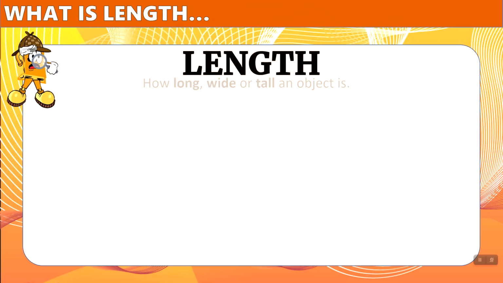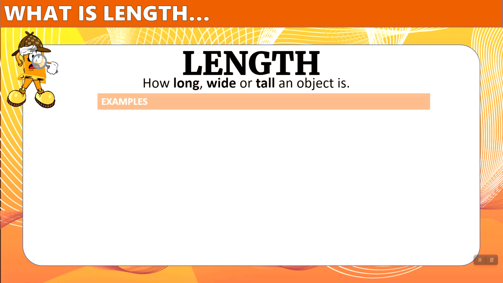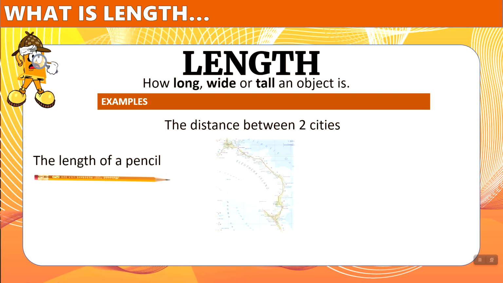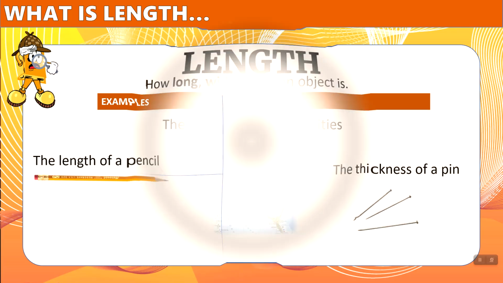First of all, what is length? Length is considered how long, or how wide, or how tall an object is, depending on how it's positioned. And here are some examples. The length of a pencil from one end to the other, that is length. The distance between two cities from one city to the next, that's also considered a length. Or even the thickness of a pin, that's considered length.